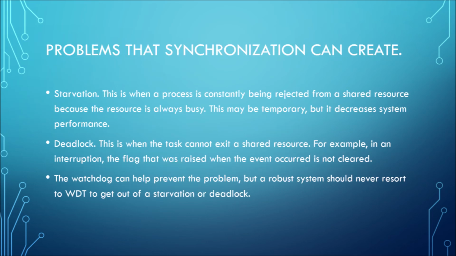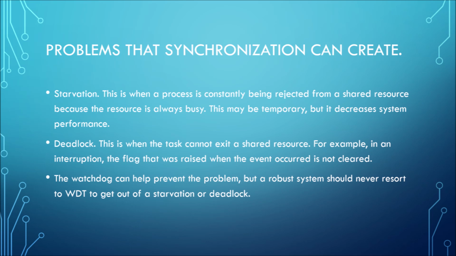Synchronization can cause some problems, for example, starvation, which happens when a task is almost constantly rejected when it wants to perform a process, because that process is occupied by higher priority tasks. This problem can be temporary, but it decreases the performance of the system.